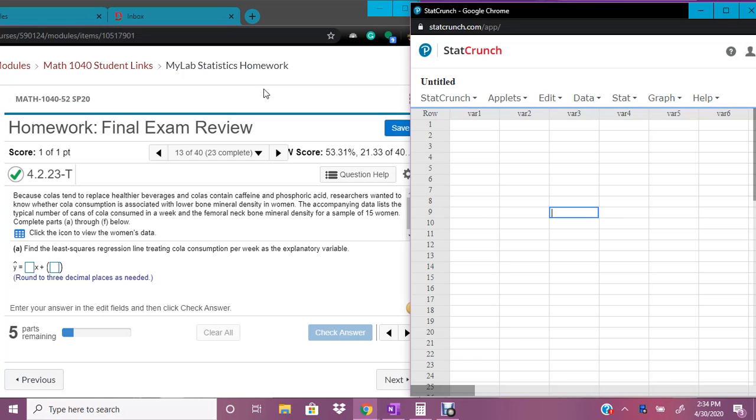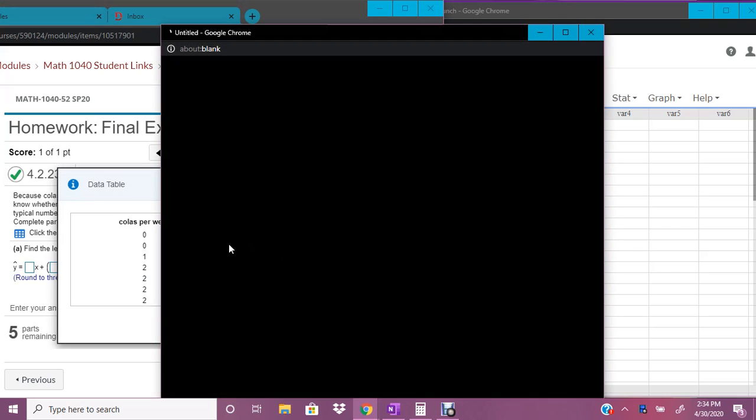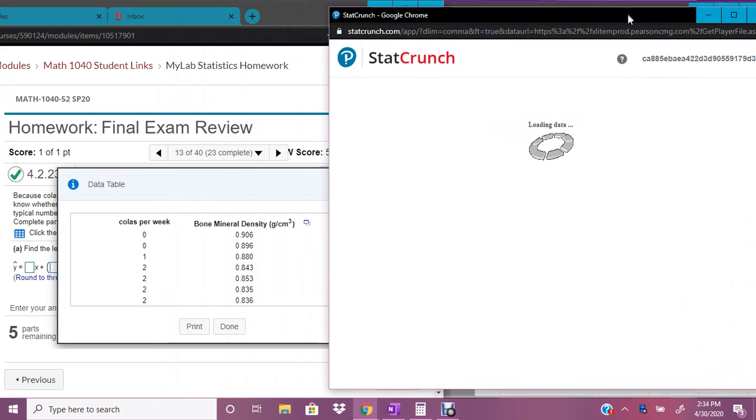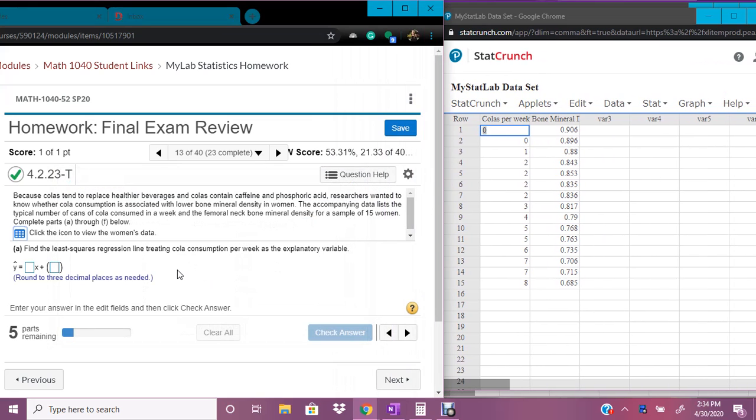Okay, so this is 13 of the review. The first thing we're going to do, after reading the question, of course, is open up our data into StatCrunch. Then it wants us to find the least squares regression line.